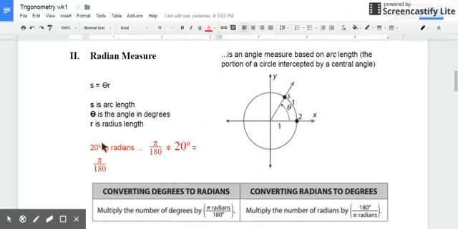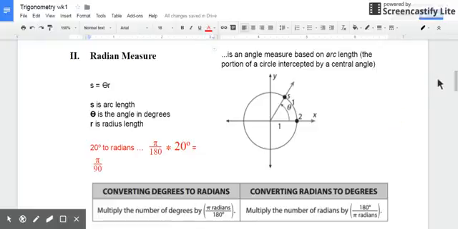So if you take 20 degrees and you want to know the radian measure, you multiply 20 degrees by pi over 180, and you end up with, let's fix this, pi over 9. This is pi over 9, not pi over 180.